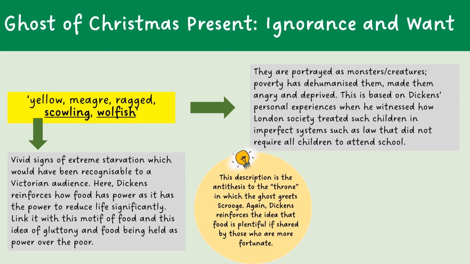It's also linking on to the motif of food from the previous slide, this idea that we have got vivid signs of extreme starvation of these children, okay? And this would have been recognisable to a Victorian audience. They weren't blind to the starvation that was happening within society. Dickens is reinforcing how food has the power, because it has the power to reduce life significantly.